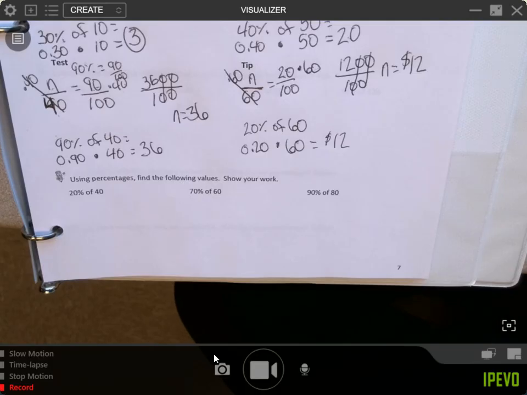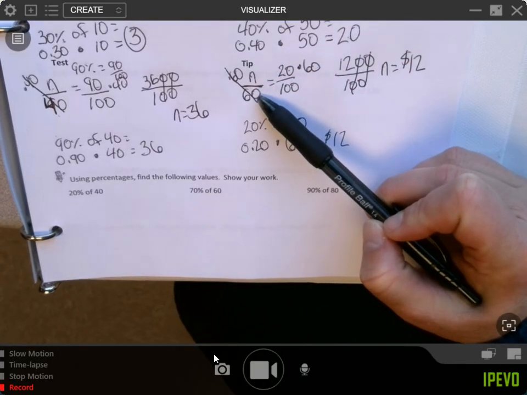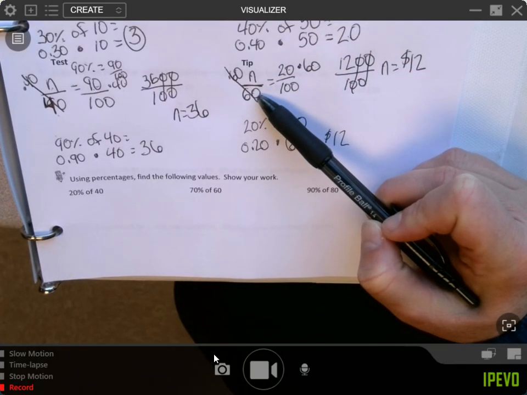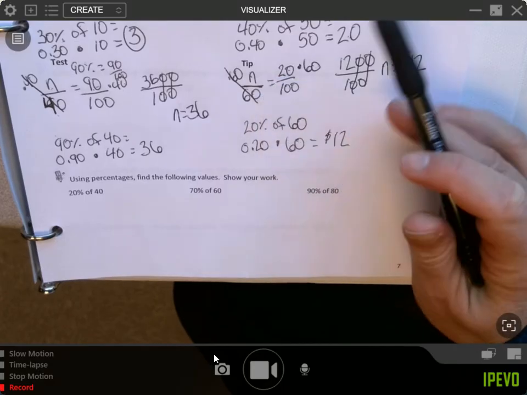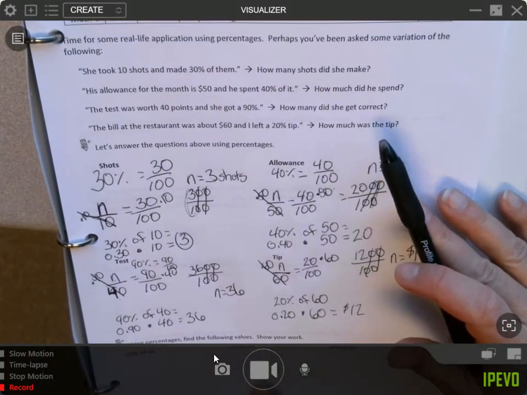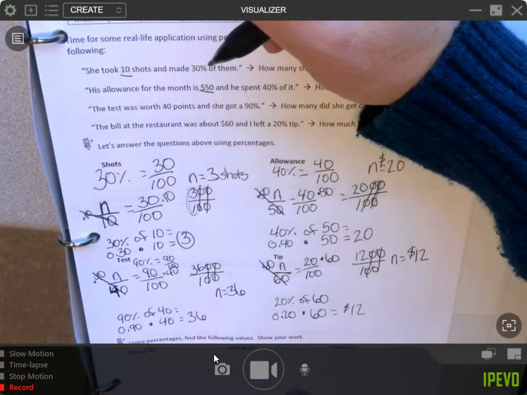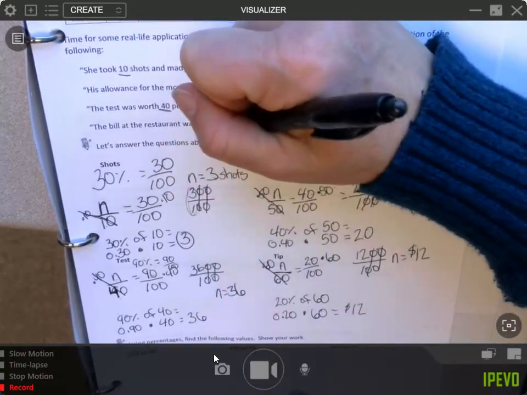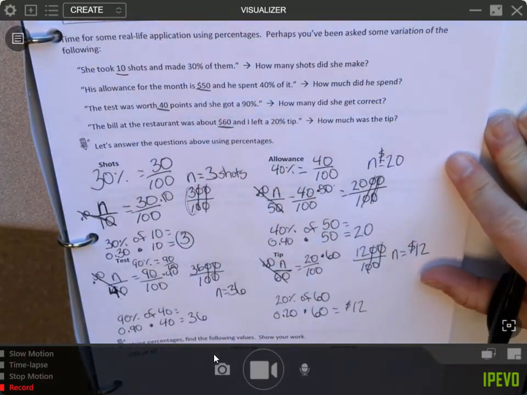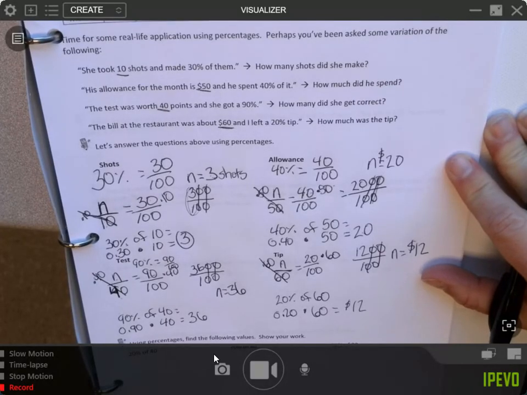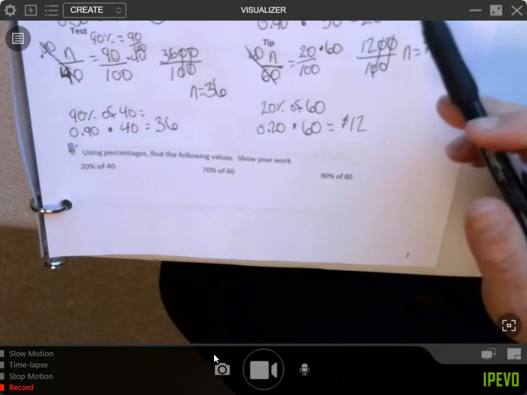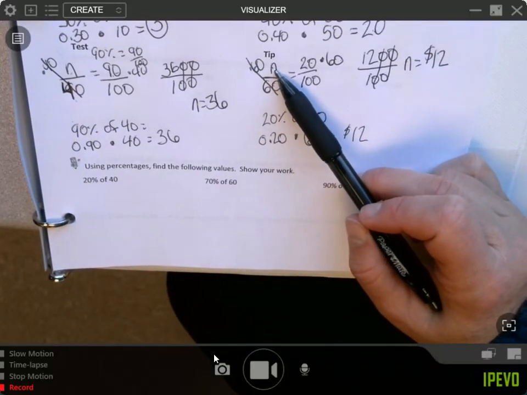Which number to put on the bottom? It's going to be the whole amount. So here we put a 60 on the bottom because it was out of $60. So whatever that whole amount is. So when we look up at the top, she took 10 shots. He got $50 for allowance, 40 points on the test, $60 for your bill. We want to know how much out of that. So that whole number is always going to be the bottom number. And then that's the number that we multiply by, so we're left with just the n.